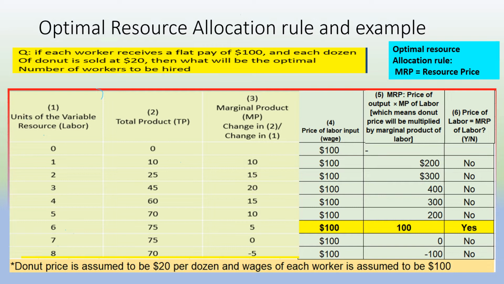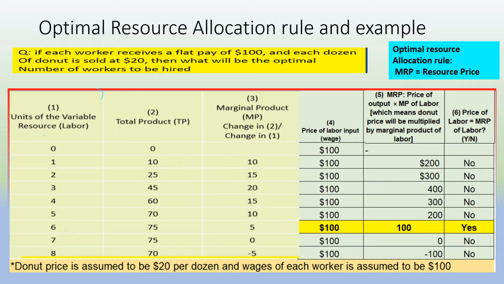And similarly, we see the marginal product of the sixth worker here is 5. How did we get that? The total product of 5 people combined was 70 dozens, and 6 workers combined was 75 dozens. So the difference between 70 and 75 is 5, divided by the change in workers, which is just 1. So 5 divided by 1 is 5, etc.